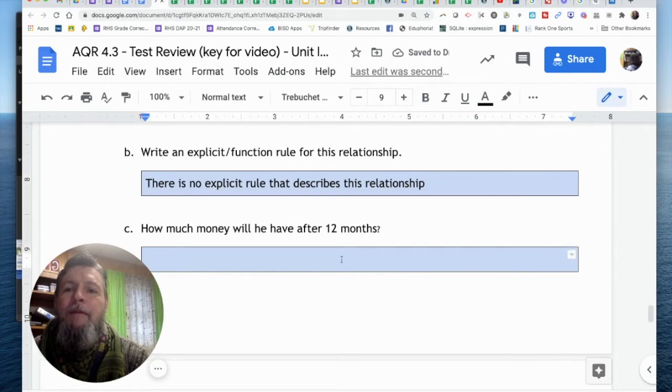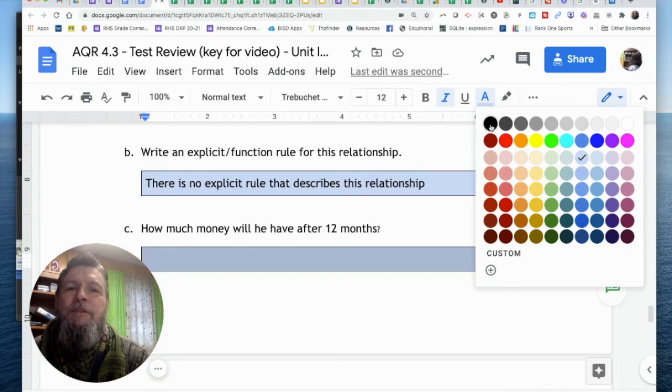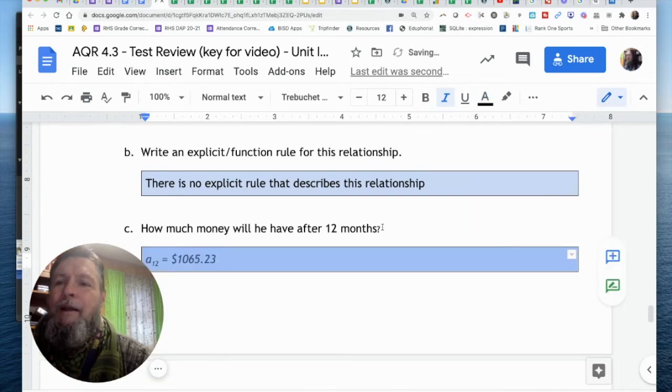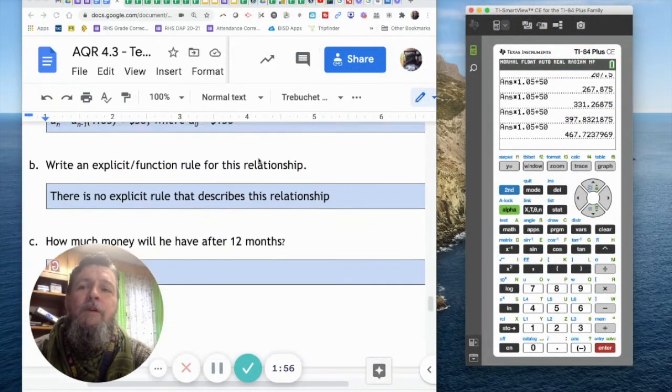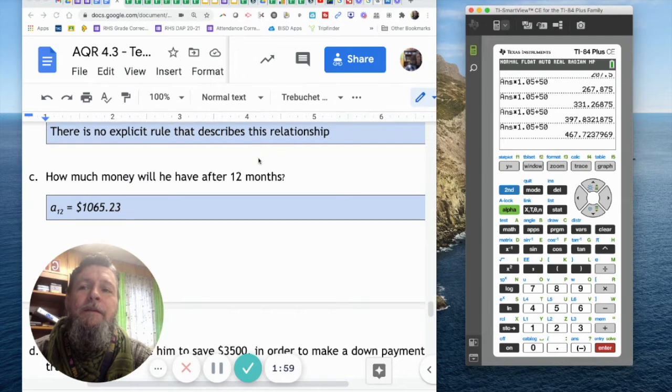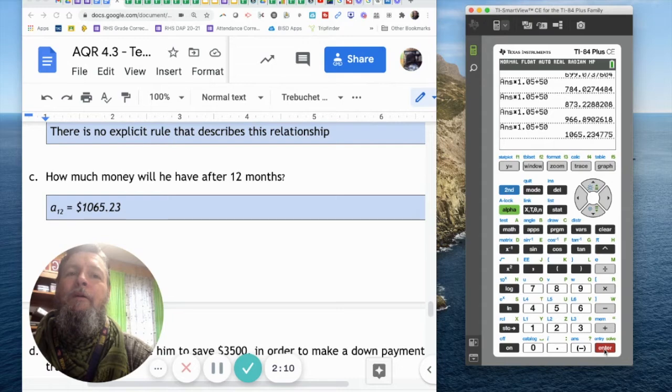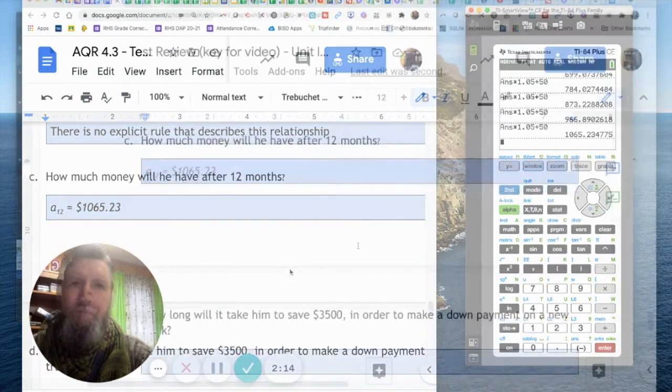Now, how much money will they have after 12 months? Well, this is complicated. You actually have to just continue the process. I'm going to show you how I got that number here in just a second. I'll pull up my calculator. The chart goes up to the 5th month. So all I have to do to find the 12th month is keep doing this routine 12 times. Now I've done it 5, so 6, 7, 8, 9, 10, 11, 12. And there you have it. $1,065.23.